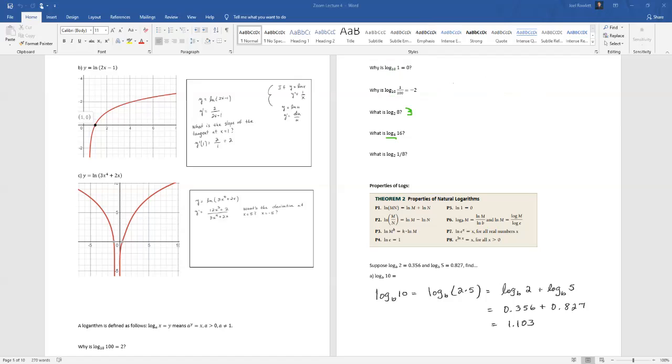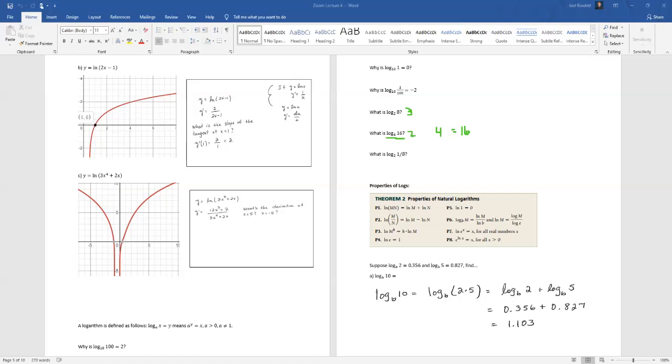So what about this one here? If the base is 4, we would have to raise 4 to what power to get 16? Well, 4 to the power of 2, right, would be 16. So log base 4 of 16 would be 2.